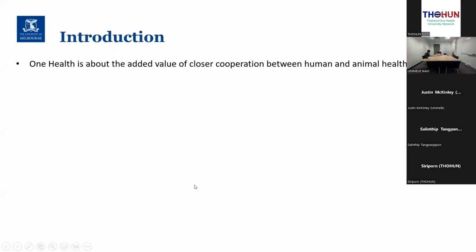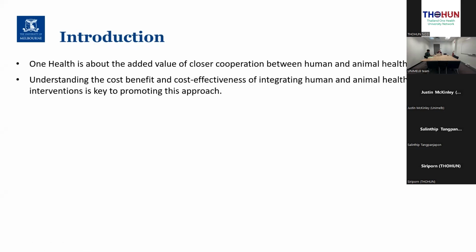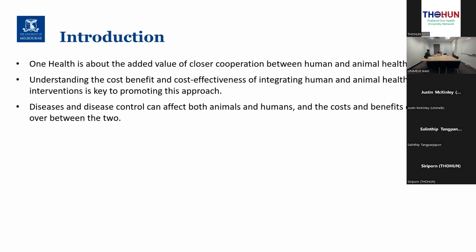So just to start us off, the way that he starts it is just to say that One Health is about the added value of closer cooperation between human and animal health. So you'll notice that there's a little bit of a focus more on 2 of the 3 sectors immediately. Understanding the cost benefit and cost effectiveness of integrating human and animal health interventions is key to promoting this approach. So I think this is an idea that's gaining traction now, that it's important to be able to make these economic arguments when you want to promote One Health. Also, disease control can affect both animals and humans, and the cost and benefits can cross between the 2.